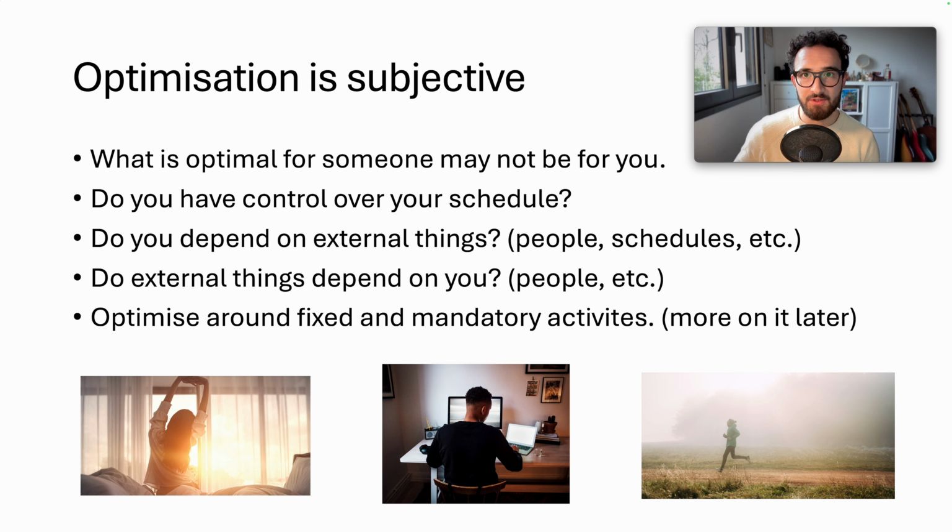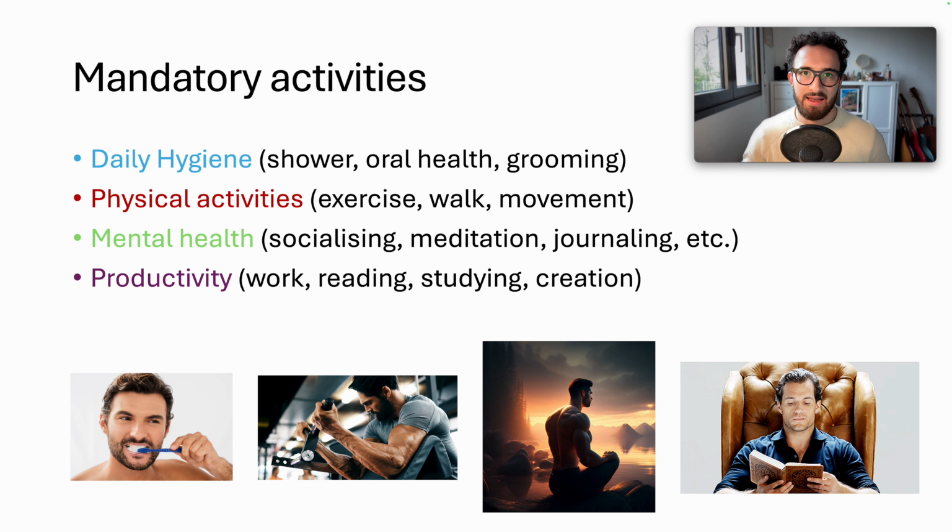So you want to optimize around fixed and mandatory activities, and we're going to go over that in the next slide. And I think you need a balance of these four categories, maybe not every day, but every week, just to make sure that you're not putting too much focus on one area of your life. You want to be as complete as possible.